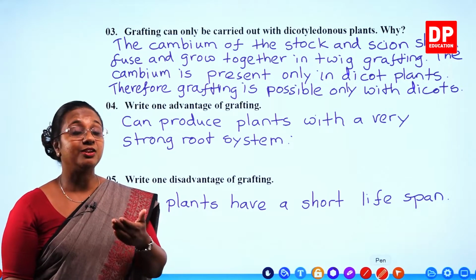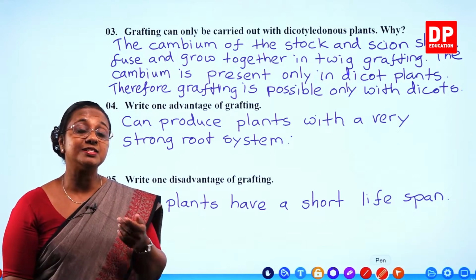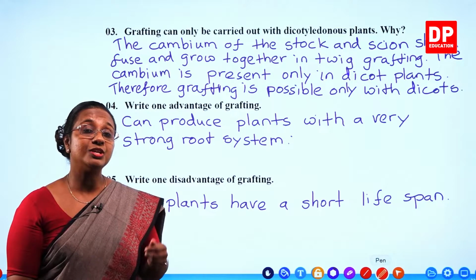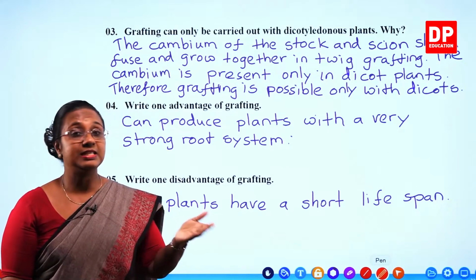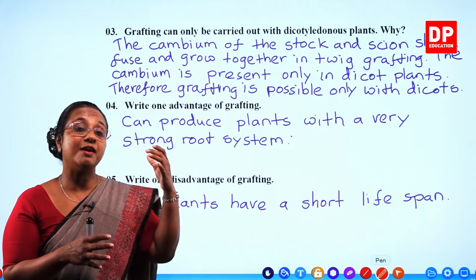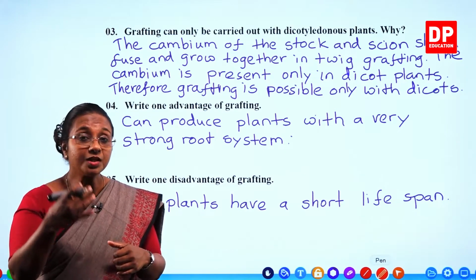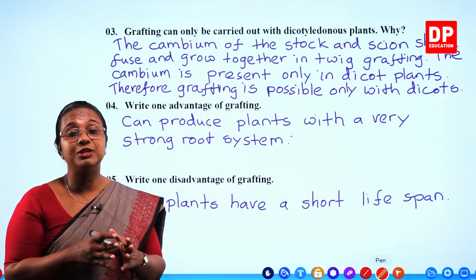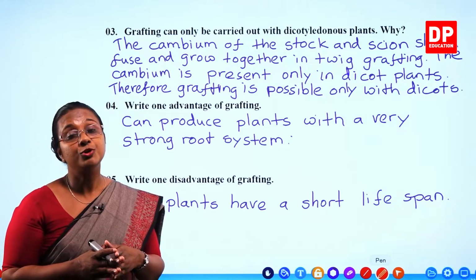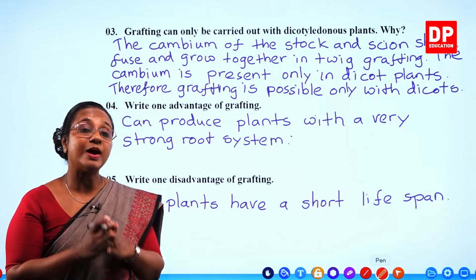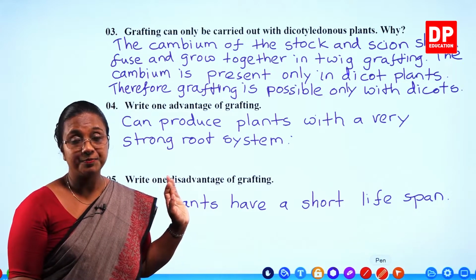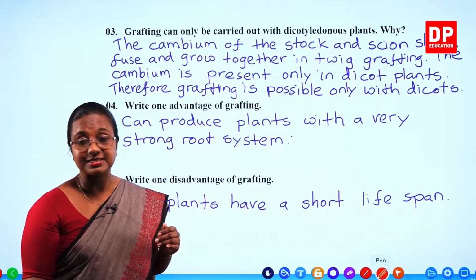You can also say that you can carry out this method with certain plants only, or it is not successful with every plant. Another reason, you all know, students, we need to find the plants with cambium. It has to be a dicot plant. And also the diameter of the stem has to be similar, so that you can easily insert the scion into the stock. So that also is a problem. And also it reduces the wood value of plants. So these are some of the advantages and disadvantages of the grafting method. With that, students, I will move on to the next question.